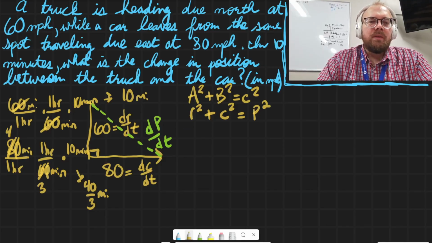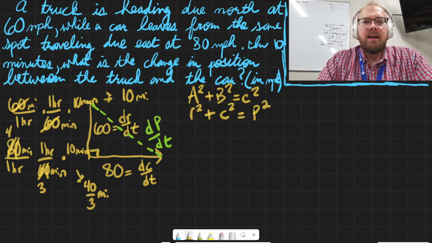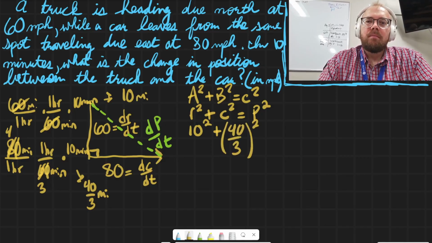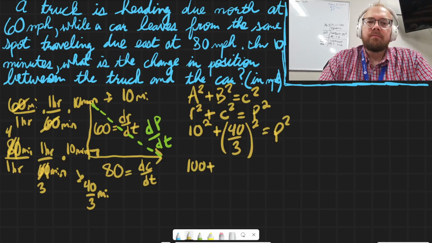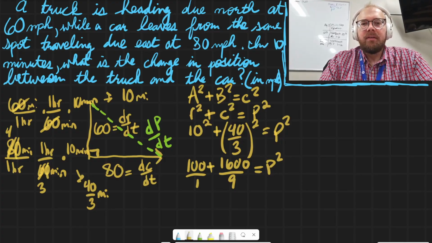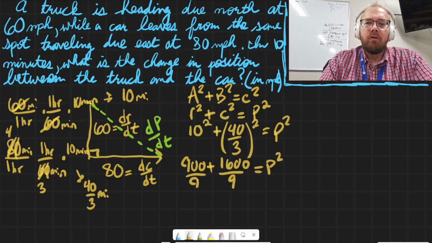Okay, so we just found out that the distance the truck has traveled in 10 minutes is 10 miles. The position the car has changed is 40/3 miles, and that would be equal to p squared. So then that's 100 plus 1600 ninths is equal to p squared. That's over 1, so I can say that's 900, or sorry, multiply by 9. So yeah, 900 over 9.